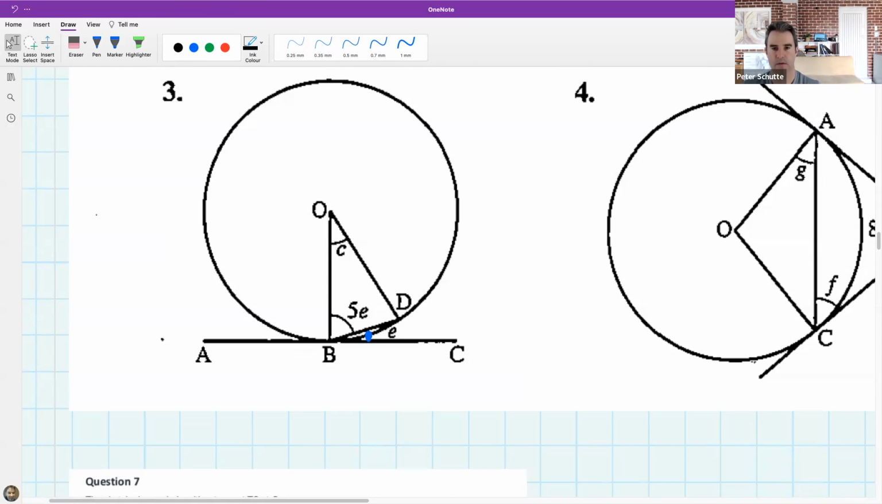Okay, so if you find E, remember to put it in the chat, and then also try and find C if you can.